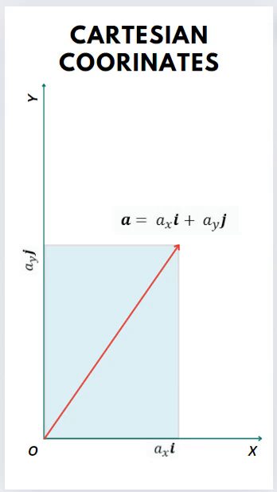Let us go one step further. Suppose we have a vector A and we want to represent it in the Cartesian coordinate system. What we need to do is to get the magnitude of the vector A. Then resolve its components along the x and y axes. If the vector A makes an angle theta with the x-axis, then its component along the x-axis is magnitude times cosine theta and the component along the y-axis is magnitude times sine theta. These components are represented as ax and ay respectively. Then the vector A equals ax times i plus ay times j.